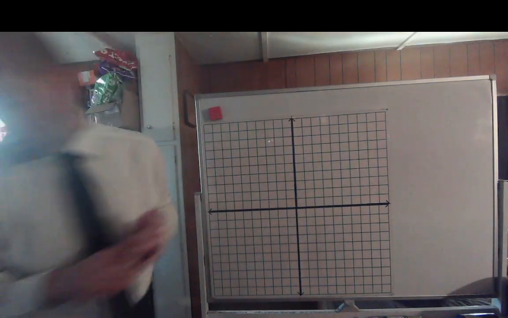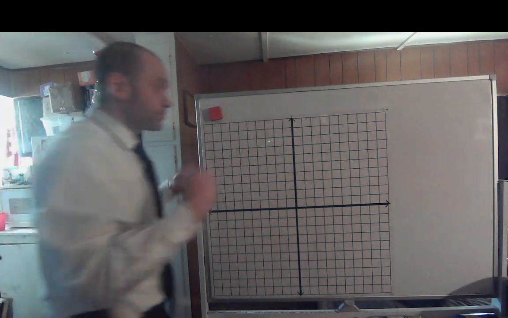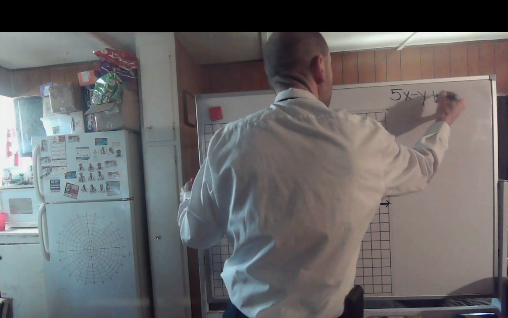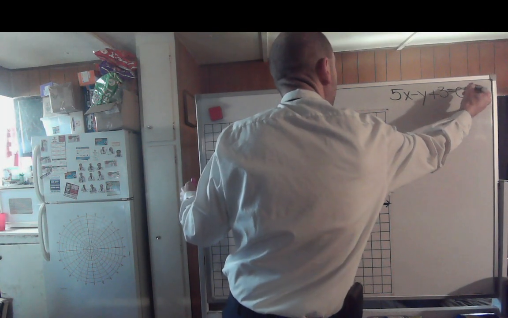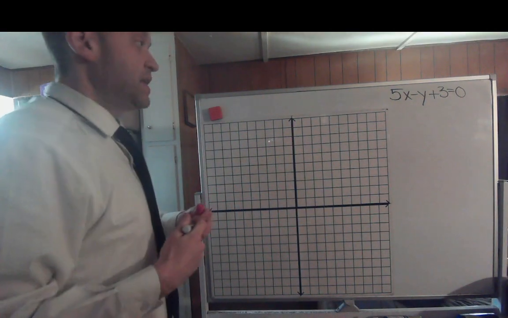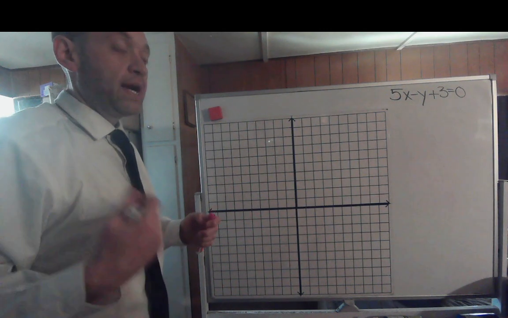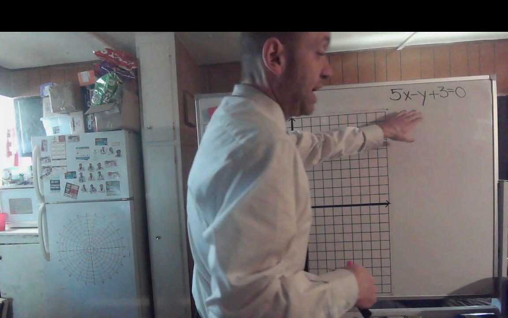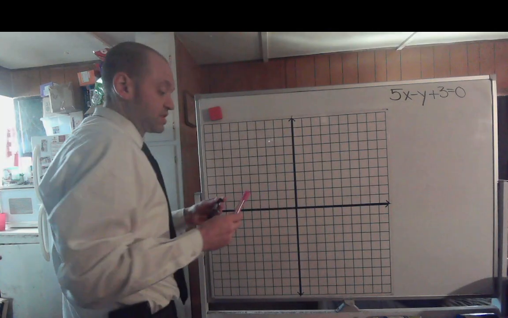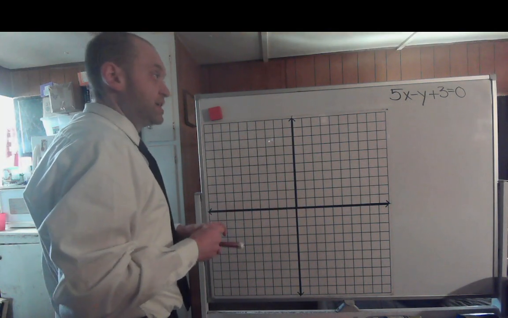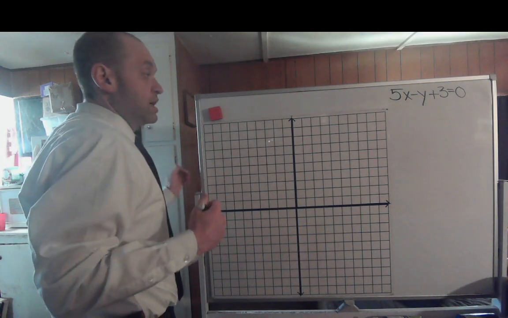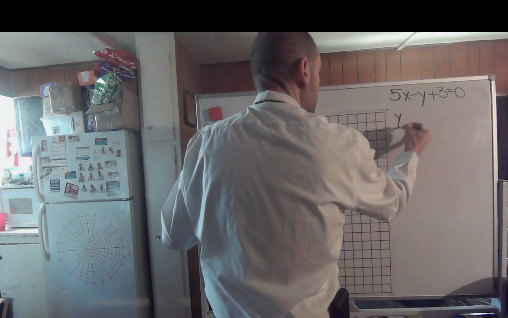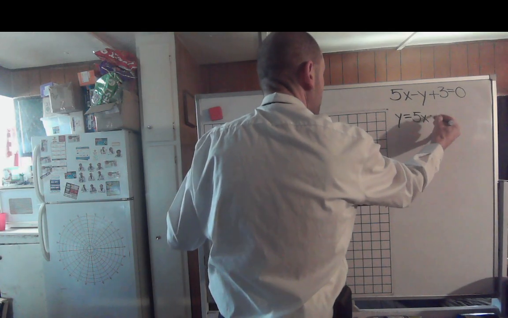We're going to do a few equations here. So let's see. What if we had 5x minus y plus 3 equals 0? Well, we want to find the slope and the y-intercept. Right now we have this in general form. We need to convert this to slope-intercept form. We can easily do that if we get the y by itself. So we can make this y equals 5x plus 3.